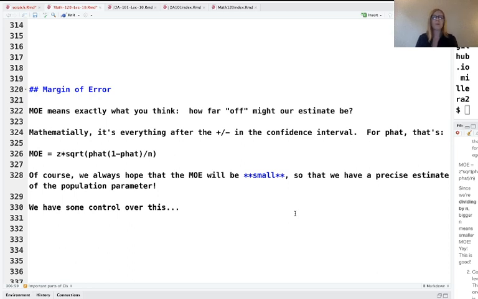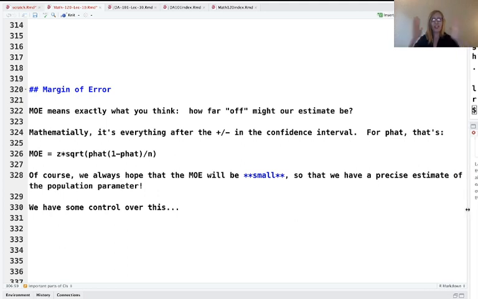Okay. Another really important quality or measurement in our confidence intervals is the margin of error. And if I could make a gesture to express margin of error, I'm doing it right now. Big margin of error, small margin of error. Means exactly what you think. How far off might our point estimate be?